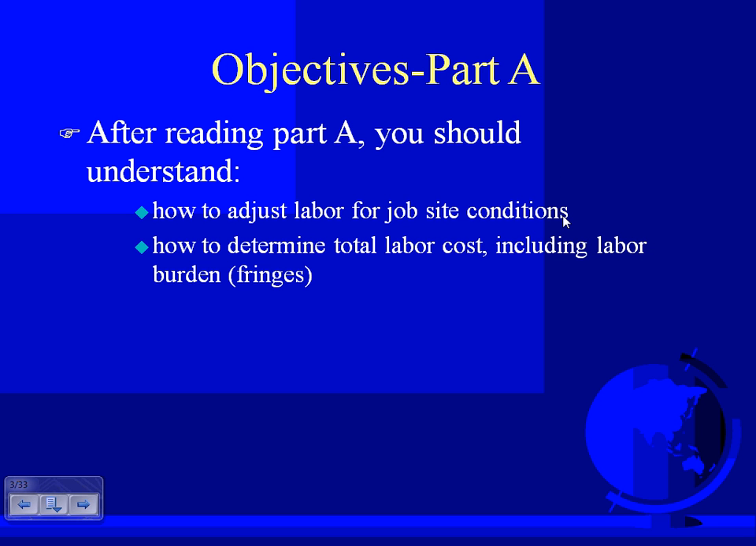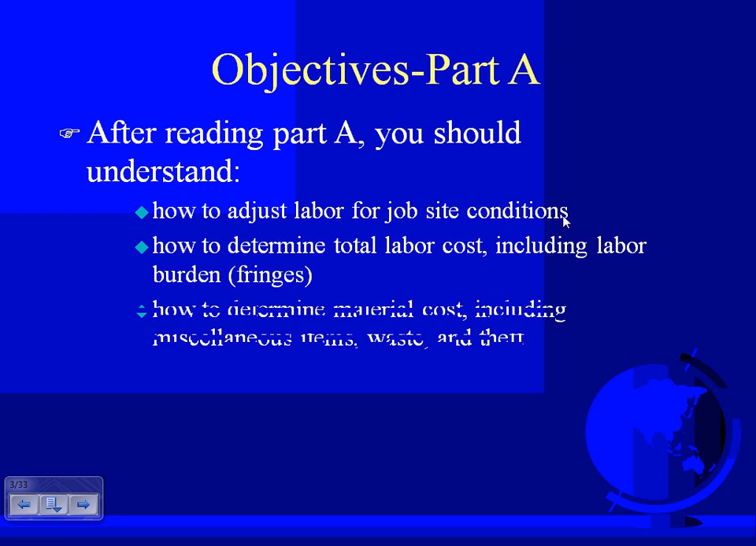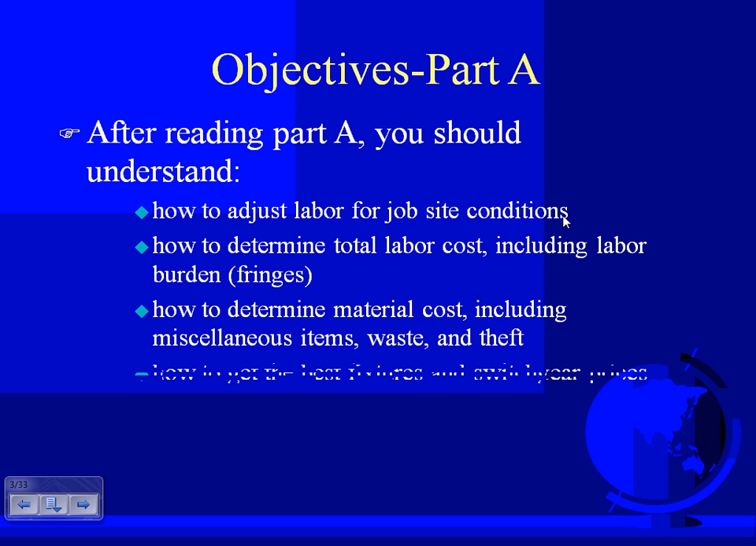Now, Chris, this is where we cash. Remember, the estimate summary has hours only. This is where we cash the hours into dollars. You're going to see it's interesting. Change the hours into dollars. Determine material cost, including miscellaneous, waste, and theft, and so forth.